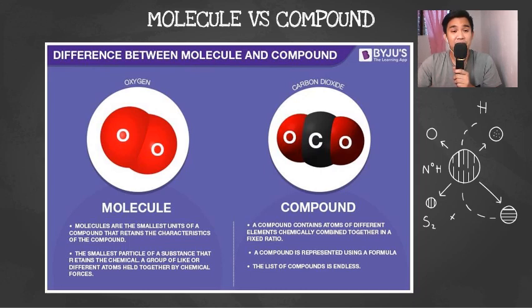When we say molecule, those are the smallest units of a compound that retain the characteristics of the compound. A molecule is also the smallest particle of a substance that retains its chemical properties, a group of like or different atoms held together by chemical forces. And when we say compound, that contains atoms of different elements chemically combined together in a fixed ratio. A compound is also represented using a formula, and the list of compounds is endless.